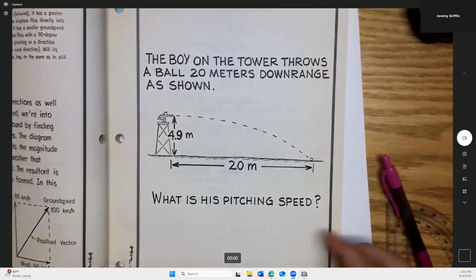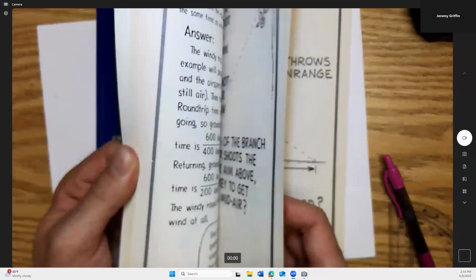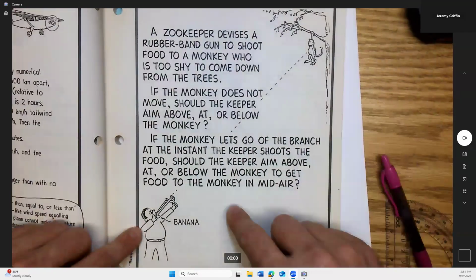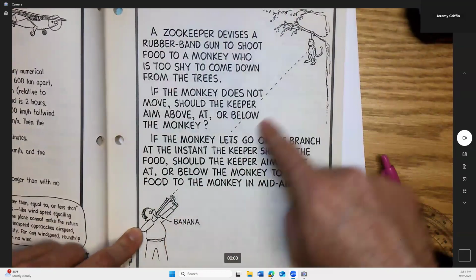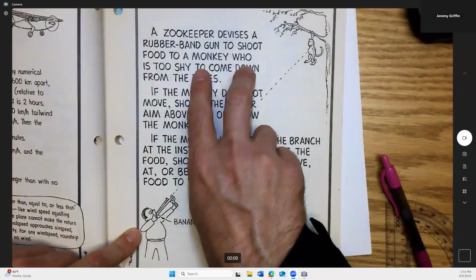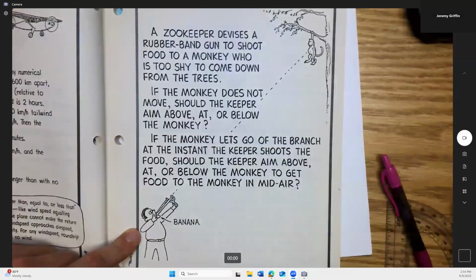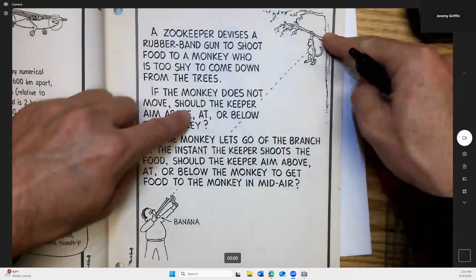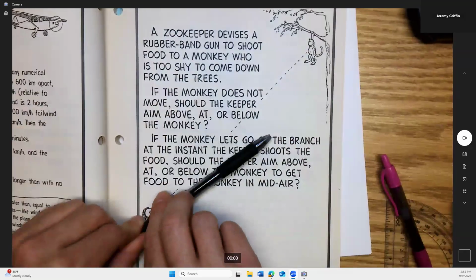Okay. So you guys get there? I do want to do one more warm up. The monkey, the zookeeper with a rubber band gun. Look at the slingshot right here. Oh, it's got a banana. Ooh, yeah, get that banana to that monkey. Devises a rubber band gun to shoot food to a monkey. So a banana to a monkey who's too shy to come down from the trees. If the monkey does not move, so the monkey's just hanging there, should the keeper aim above, at, or below the monkey?